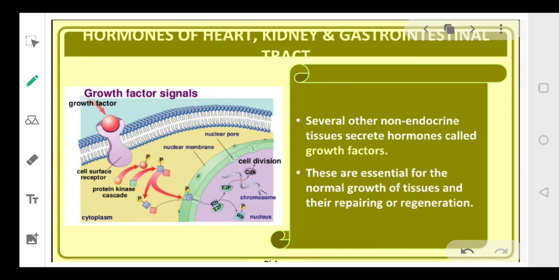So coming to the growth factors. See dear students, there are some other tissues. All the tissues that we have discussed are producing hormones. Besides these, there are also some non-endocrine tissues. Endocrine means they do not have ducts, non-endocrine means they have their own ducts. So they also produce certain substances and they are referred to as growth factors.